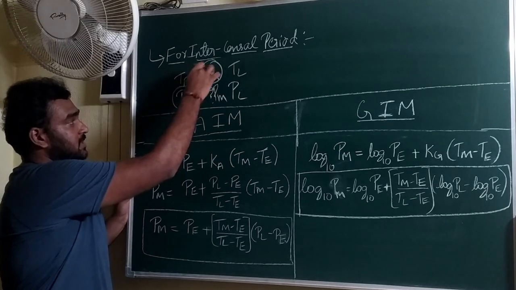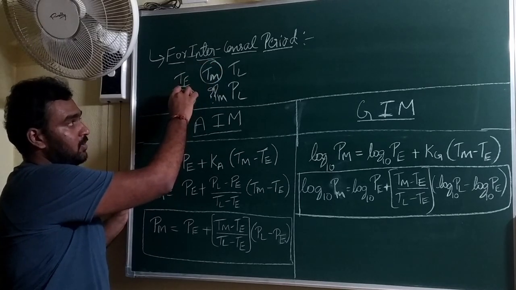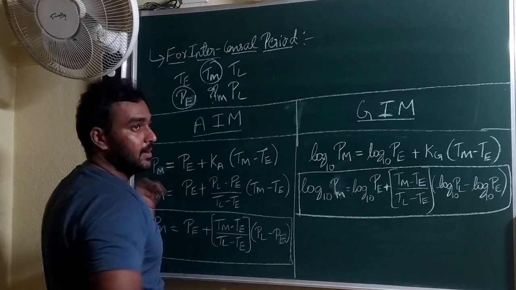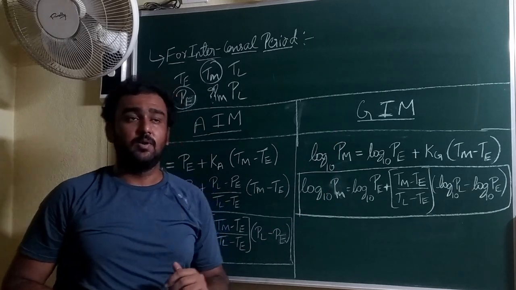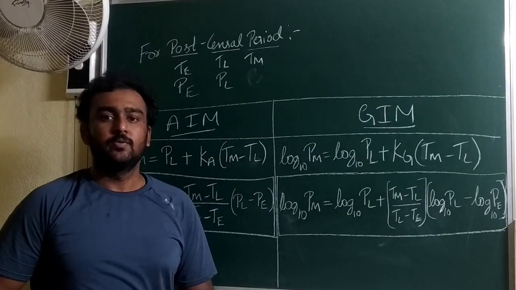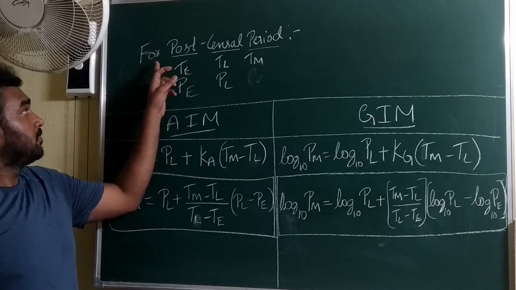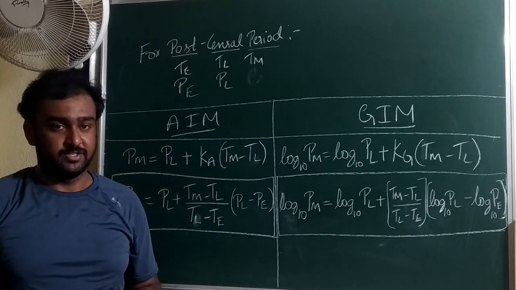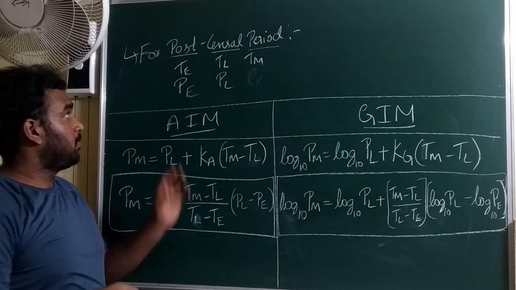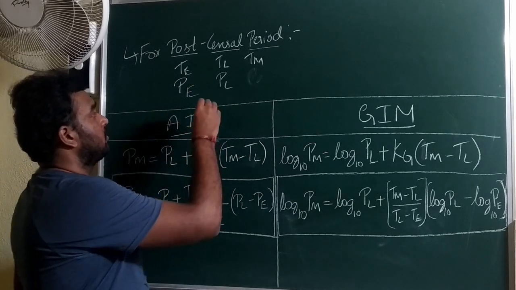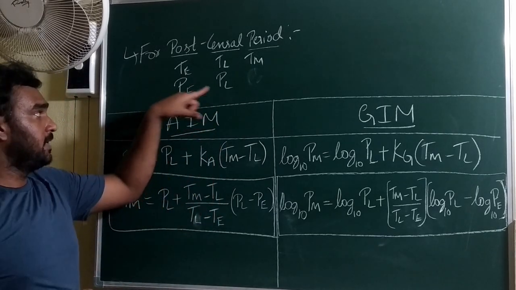As TM is considered, PE is taken into account, then the population is calculated. So let us see how we will estimate the population in the post-censal period. So now let us consider the post-censal period's estimation. So this is for the post-censal period. This is the set of data which we have, PL and PE.